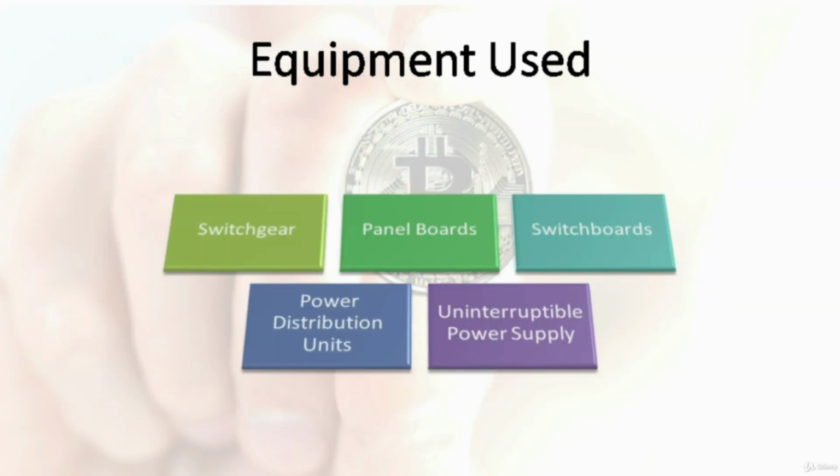In a mining farm facility, there are different types of equipment deployed to supply power to the rigs in both a redundant and complex manner. Here's the list of common types that you need to know in front of you, which is the switchgear, the panel boards, the switchboards, the power distribution units, and the uninterruptible power supply.